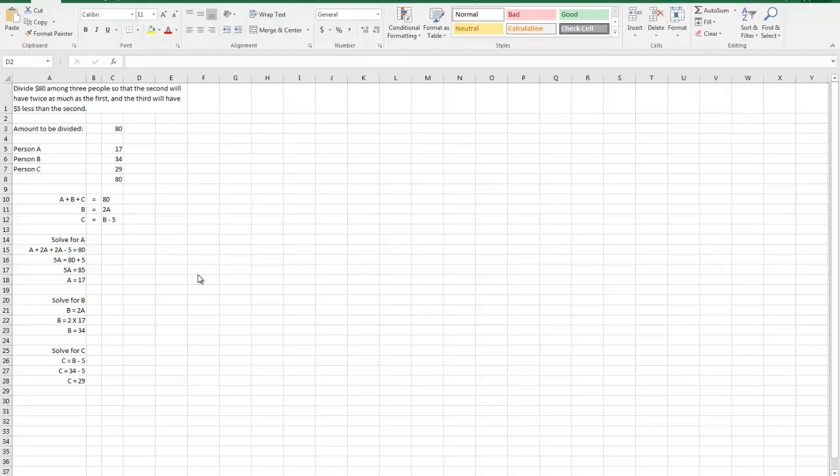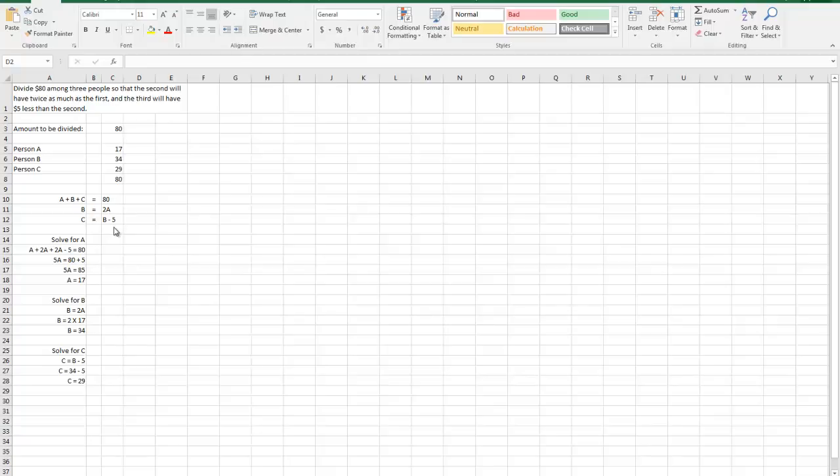So what we're going to do first of all is that these are our formulas. Divide $80 among 3 people, so we know that there's 3 people, person A, person B, and person C. The total equals $80. The second person, person B, will have twice as much as the first, so B equals 2A. And the third person will have $5 less than the second, so C equals B minus 5. Once again, we did that by hand earlier in that problem to see how it goes.